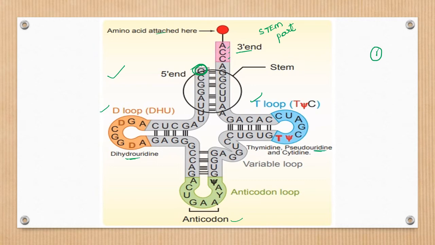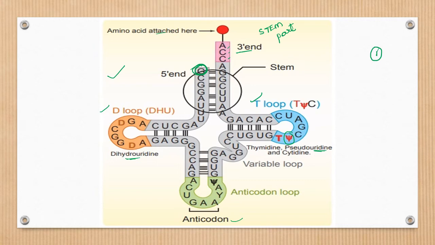It is also an unusual base, the psi symbol here represents pseudouridine, along with cytidine. These bases are present at this loop. Due to the presence of pseudouridine in the T loop and dihydrouridine in the D loop, it forms the clover leaf structure or inverted L-shaped structure. And this T loop is helpful to recognize the aminoacyl tRNA synthetase enzyme.